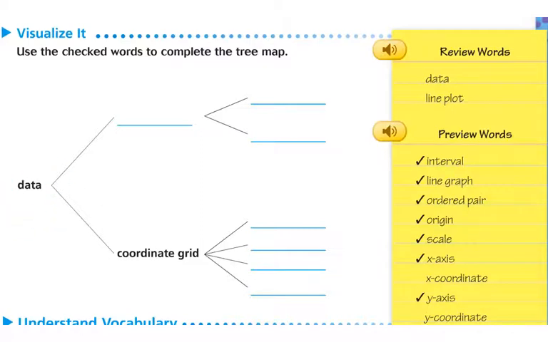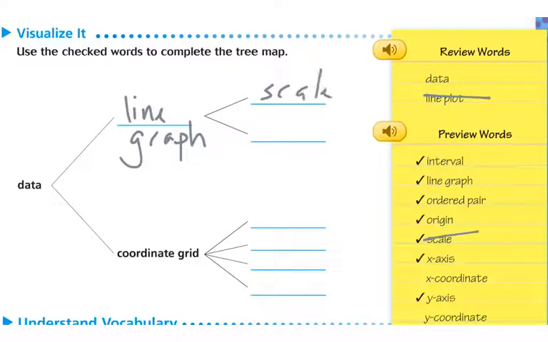So we're starting with data, and we have two branches off from data. One of them is coordinate grid, and the other would be line graph. So now what we're going to do is different items that are related to those, we're going to separate them into additional points on our tree map. So line graph, two things that we need to keep in mind for a line graph are scale, and something else that we need to keep in mind with line graphs is interval.